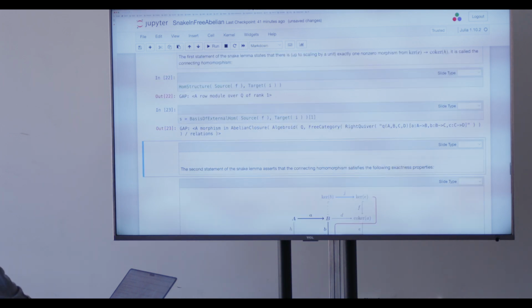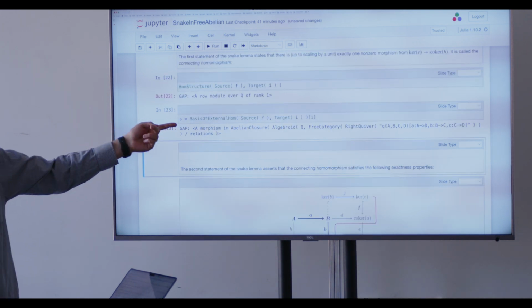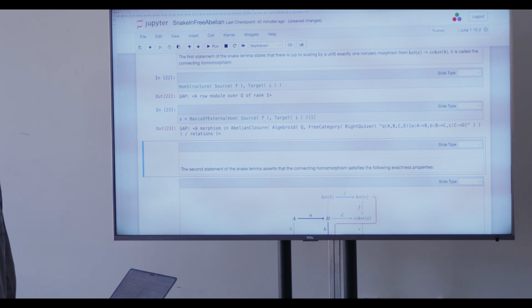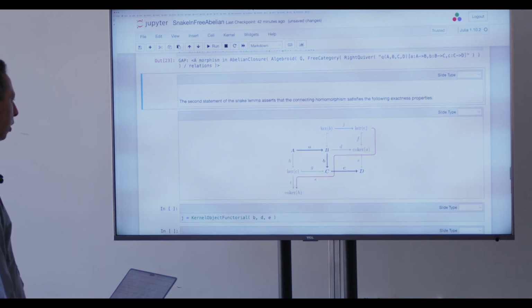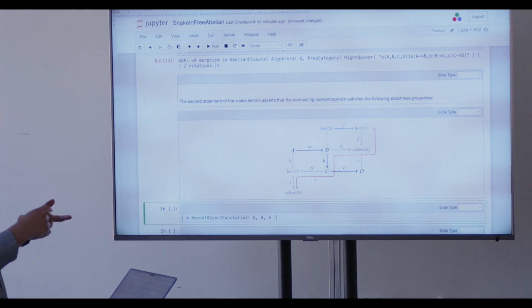And now we can even extract it. So S is now the basis of the external Hom. And this object is a syntactic object. So this is the proof certificate. Yeah, I'm building it in the syntactic category, which is the abelian closure. Okay, and now we go and compute the kernel and verify that actually the width is a furthermore.